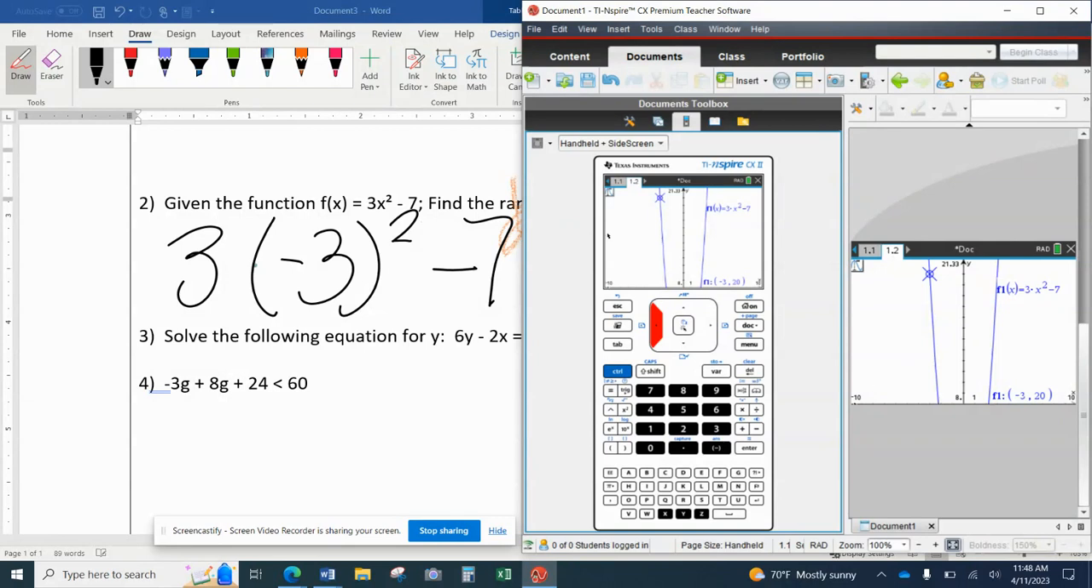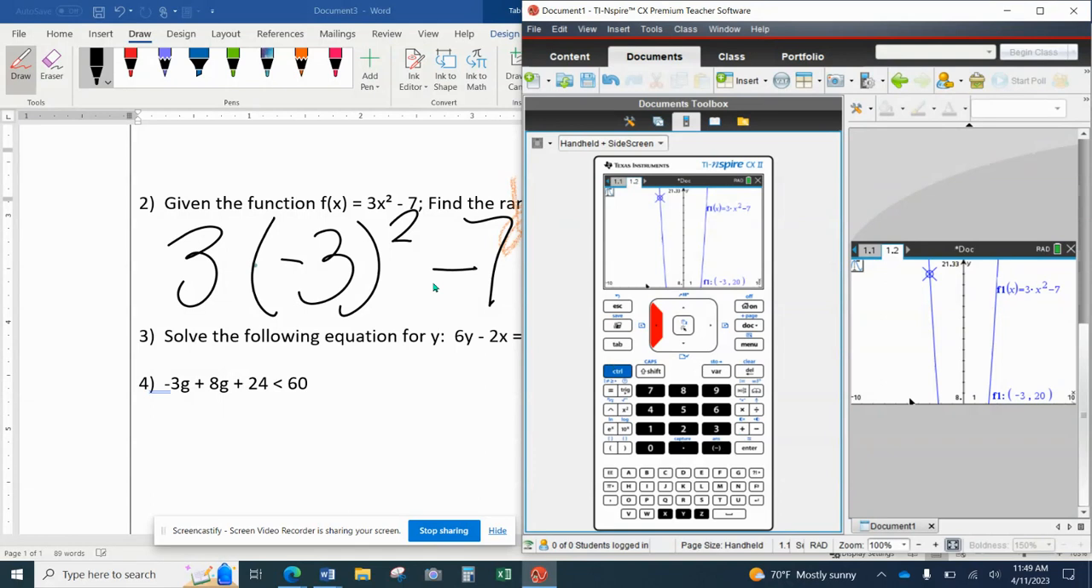Okay, so that's 3 different ways you can do that. Calculator app, graph and trace, and graph and table. Pick the one that you like and stick with it. So which one do you like for this type of problem? The calculator app, graph and trace, or graph and table?